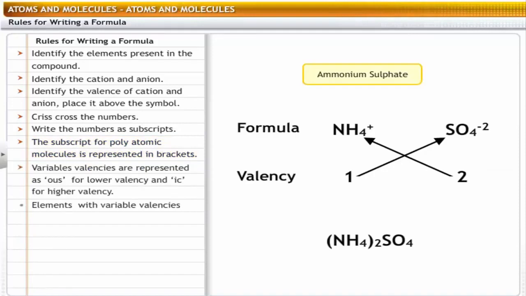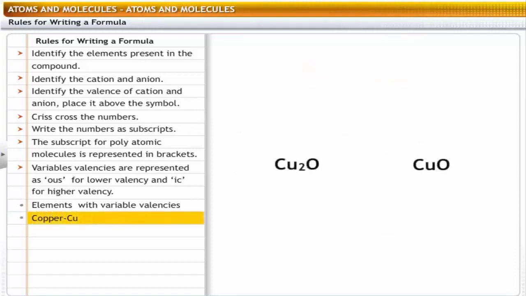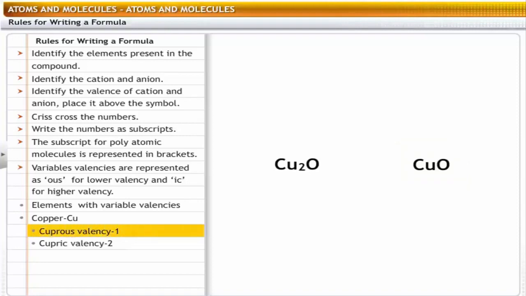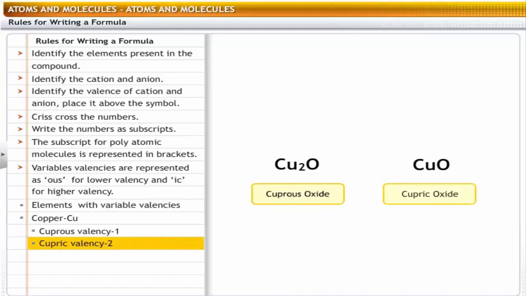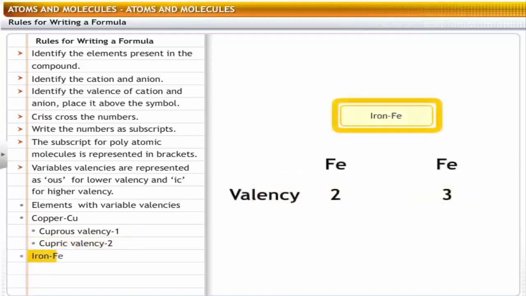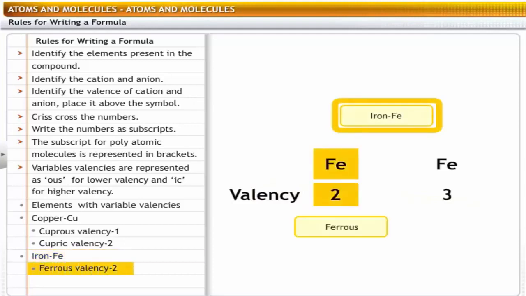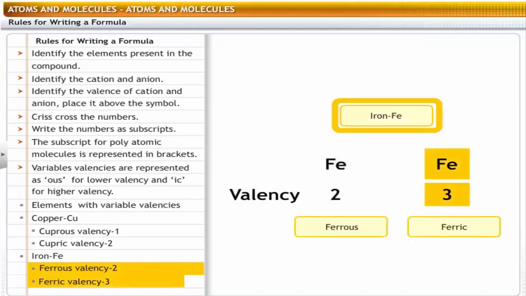There is an exception for some of the metals, which exhibit variable valency and are named accordingly. For example, copper shows 2 different valencies, 1 and 2. In such a case, the compound formed with lower valency is called cuprous, and the compound is cuprous oxide, that is, Cu2O. On the other hand, copper with valency 2 forms cupric oxide, CuO. Similarly, iron also exhibits variable valency. Iron with a valency of 2 is ferrous, and iron with a valency of 3 is ferric.